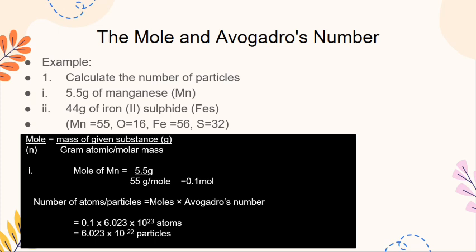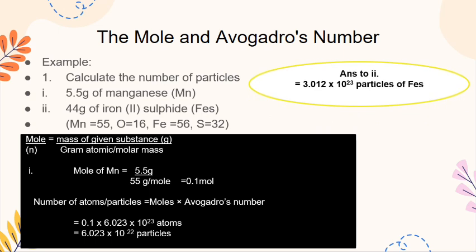Okay, so I will need you to try to solve the second question, which is 44 grams of iron(II) sulfide. Try to attempt it and see how far you can go with it. You can quickly pause this video. Okay, your answer should give you 3.012 times 10 raised to the power 23 particles of iron(II) sulfide. So if you got this correctly, you can proceed. If not, check your step and retrace your step.